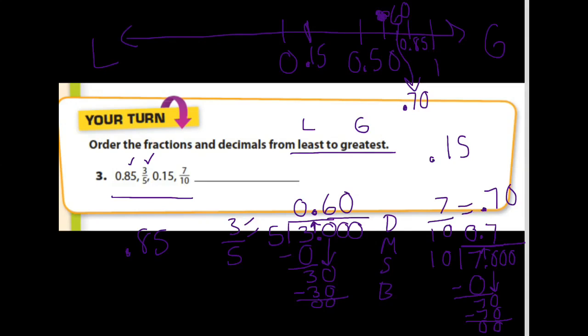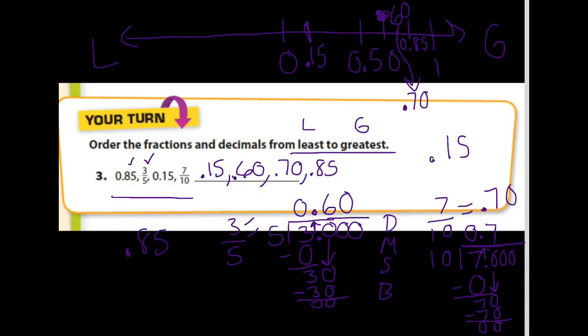So I'm going to start with the number to the far left because it says least to greatest. My first number is 15 hundredths, comma, my next number is 60 hundredths. My next number after that is 70 hundredths. And my fourth and final number is 85 hundredths.